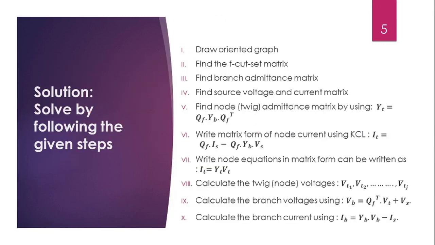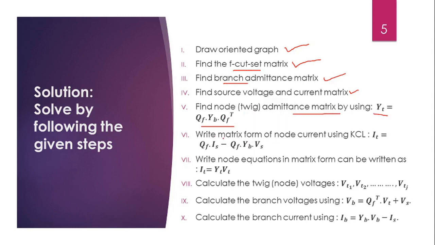So how will we get the solution? We may get the solution by following the given steps. What are the steps here? We first have to draw the oriented graph. Once we draw the oriented graph, we can easily find the F cut set matrix. At the same time, from the circuit we may find the branch admittance matrix as well as the source voltage and current matrices. With the branch admittance matrix and F cut set matrix, we may find the node or twig admittance matrix Yt by using this relation.